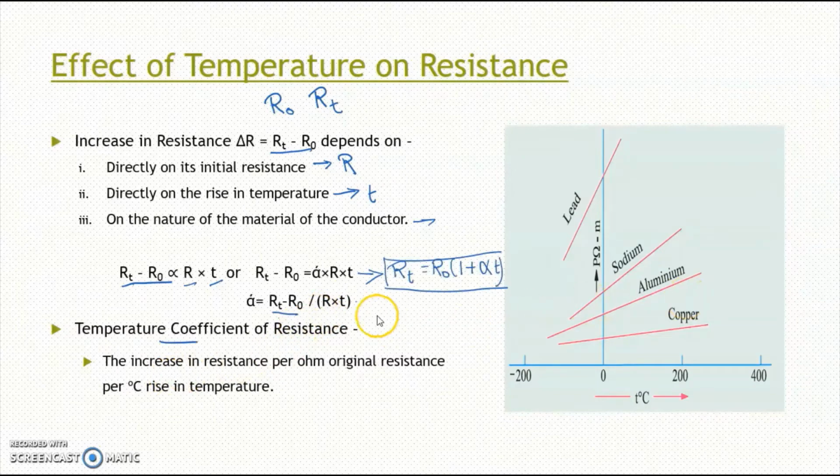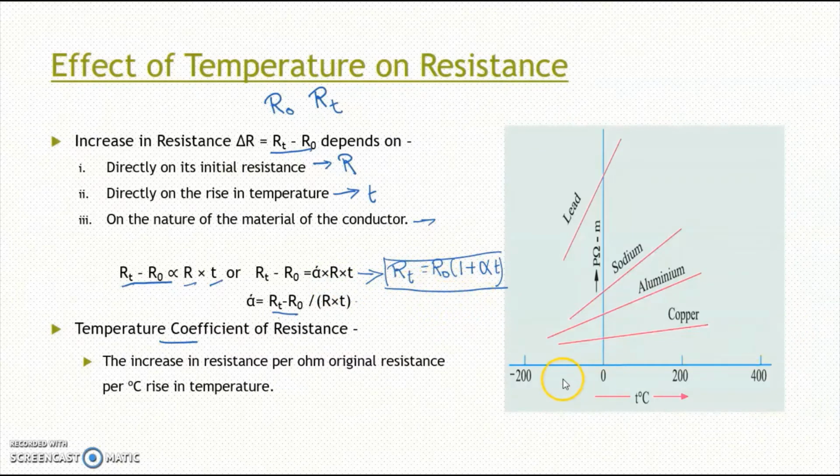The temperature coefficient of resistance is defined as the increase in resistance, that is RT minus R naught, per ohm of original resistance R, per degree Celsius rise in temperature T. So from this equation we conclude that RT equals R naught into 1 plus alpha T. This equation is very important while solving problems.